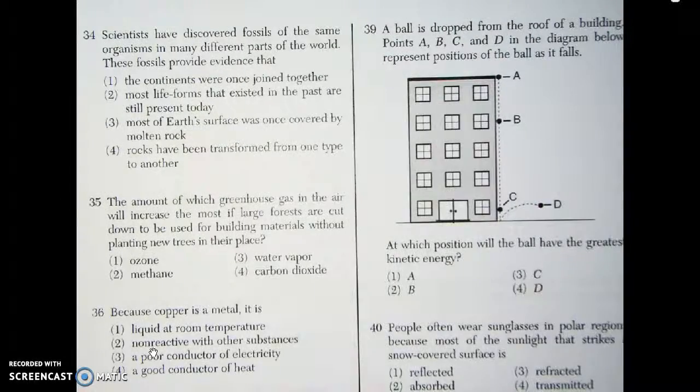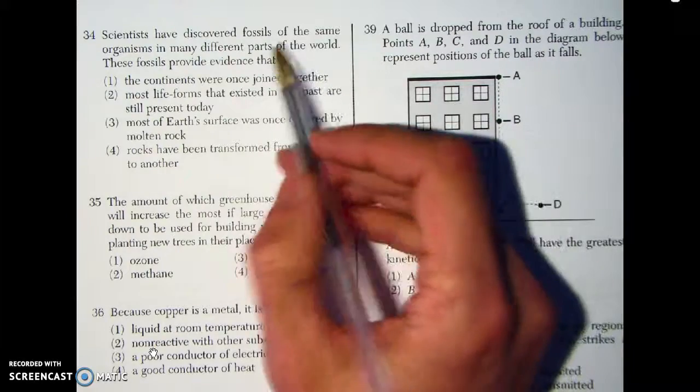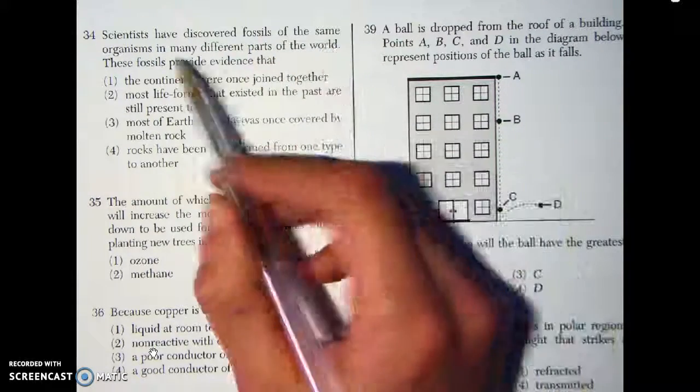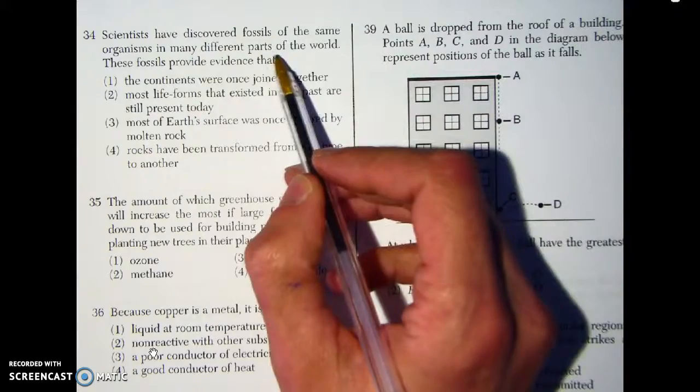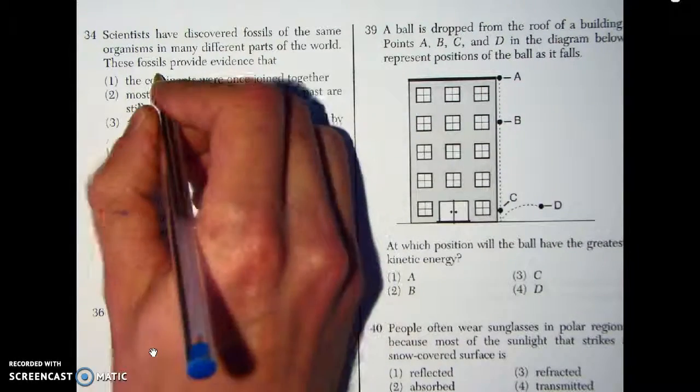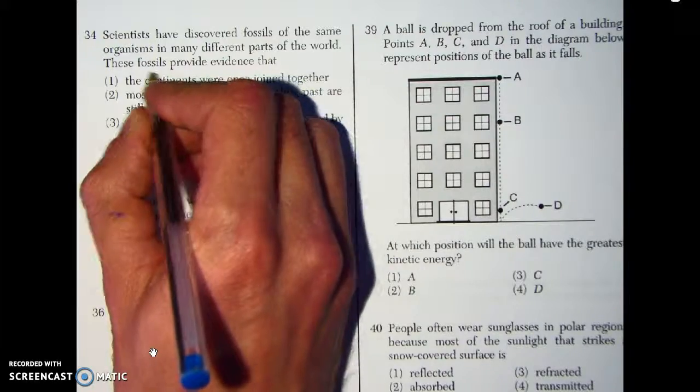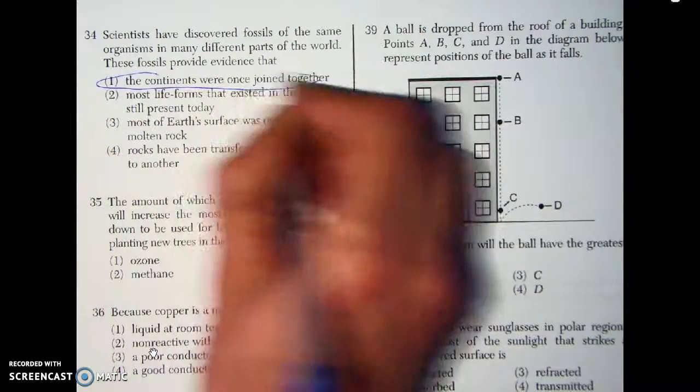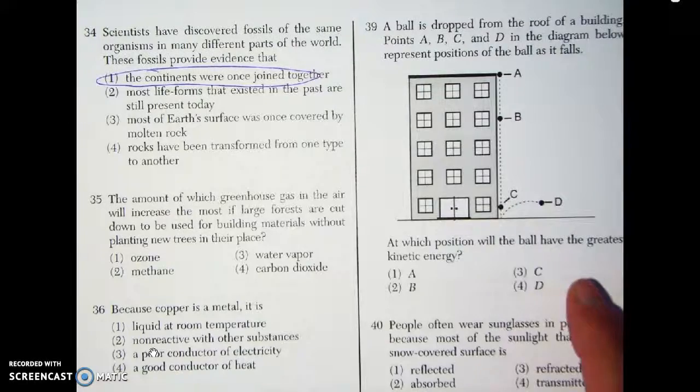Okay, getting near the end. Okay, here's question 34. Scientists have discovered fossils of the same organism in many different parts of the world. These fossils provide evidence that the continents were once joined together. If we find the same fossil in many different locations, that means that the land masses were once connected.